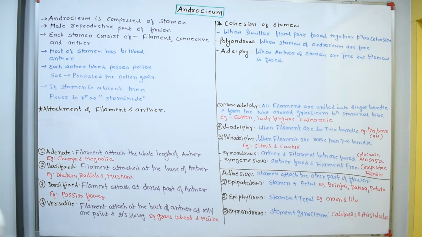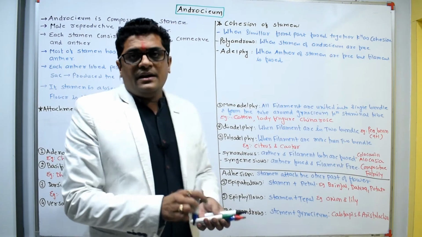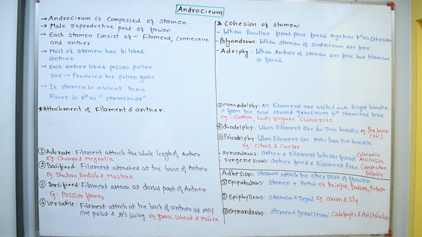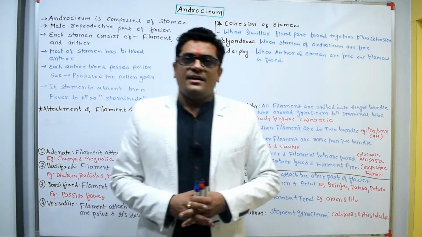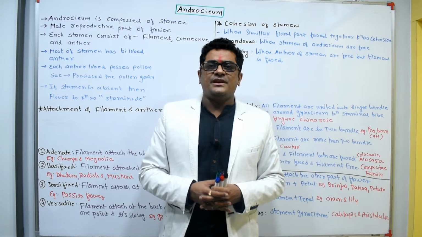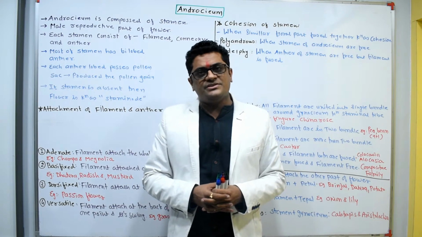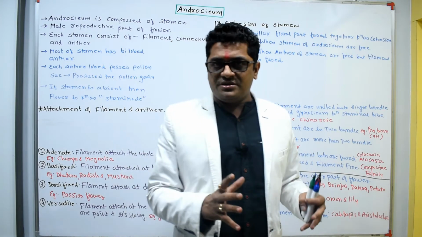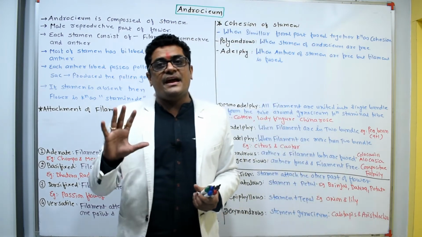Children, as we studied aestivation in the last video, in today's video we will see the androecium, the stamens. We all know that the androecium is composed of stamens, meaning many stamens are grouped together and form the androecium. Now we all know that the androecium is the male reproductive part of the flower.